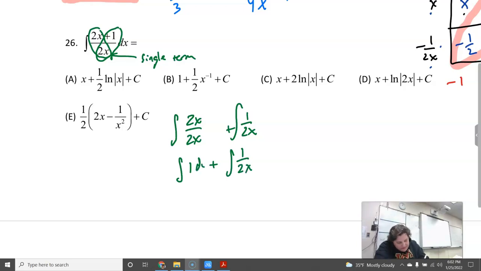These both say dx, and I need to integrate that now. So the integral of 1 is x. That's cool. That's easy money. So I can say it's not that and it's not that.